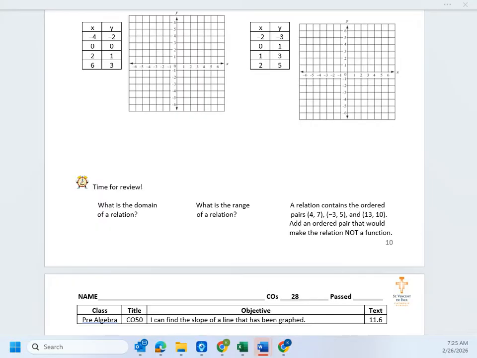Plug in an x that is not on the function table and you will get your ordered pair that's not already listed. If you have questions, make sure you ask Mrs. Larson or a friend, and I will be helping us with this on Monday for any other questions.